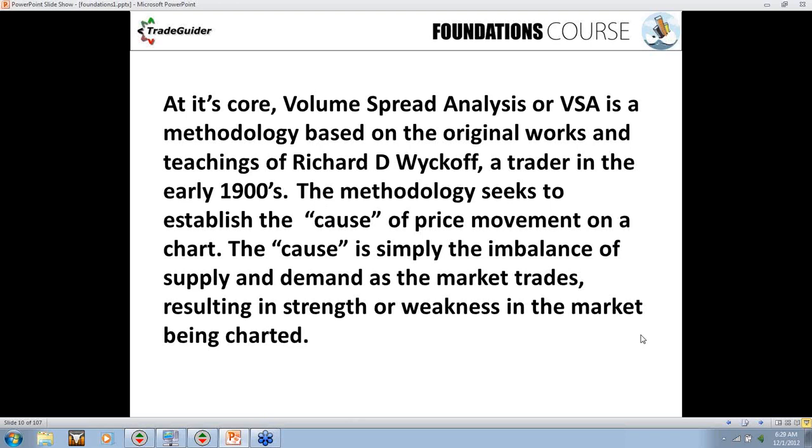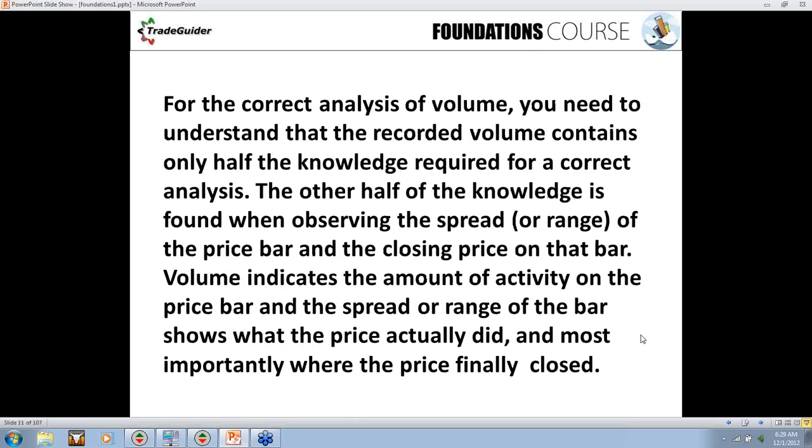You take away this cloud, this veil that seems to make the market confusing for many. But we must understand, for the correct analysis of volume, you need to understand that the recorded volume contains only half the knowledge required for a correct analysis. The other half of the knowledge is found when observing the spread or the range of the price bar and the closing price on that bar.